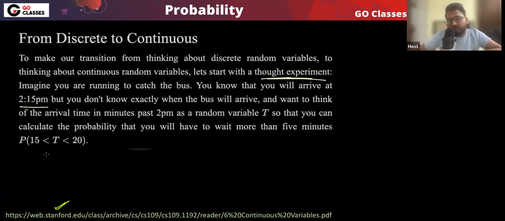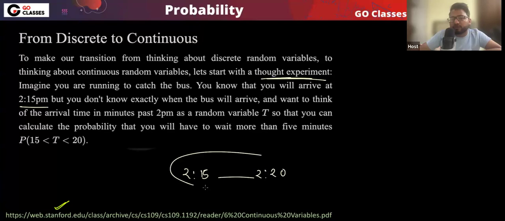Maybe you can think that it will arrive at maybe a 5 minute interval after two. Maybe it may arrive between 2:15 and 2:20. So what I'm saying is that the bus may arrive, and you want to maybe guess. Not exactly that the bus will arrive at 2:16. You are not very much interested in whether the bus will arrive at 2:16, 2 minutes 16 seconds.